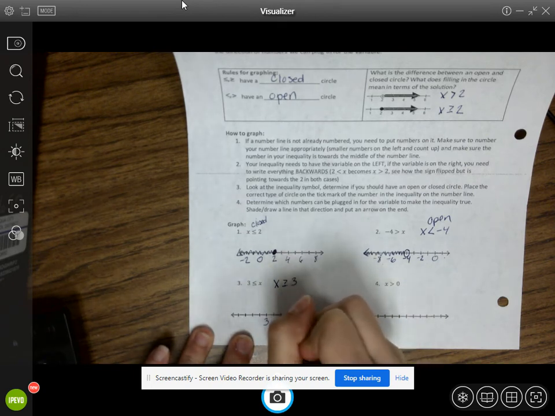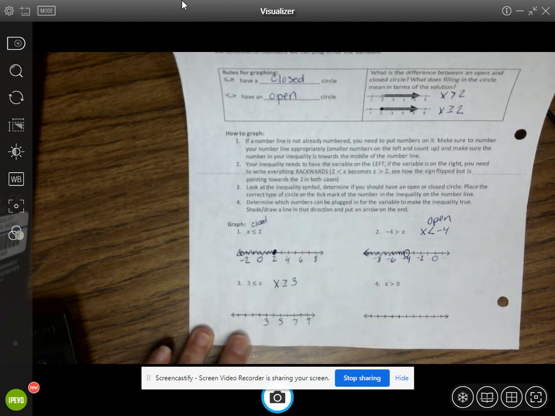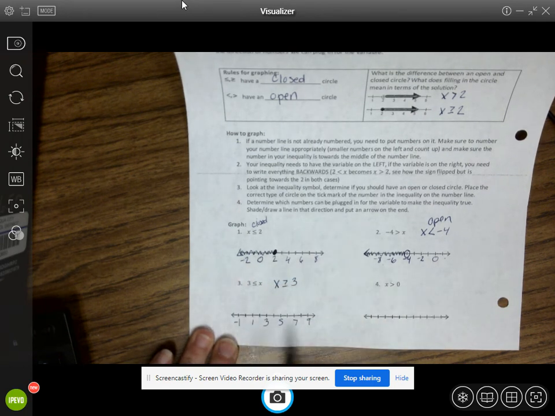Then make sure you're counting correctly. So this would be 4, 5, 6, 7, 8, 9. This would be 2, 1, 0, negative 1. You may have numbers on here in different places, but make sure your numbers are counting correctly, going in the correct direction upwards. If you have it backwards, you've messed up. If you have your 1 and 0 and negative 1 over here, you're wrong. It needs to be going correctly.